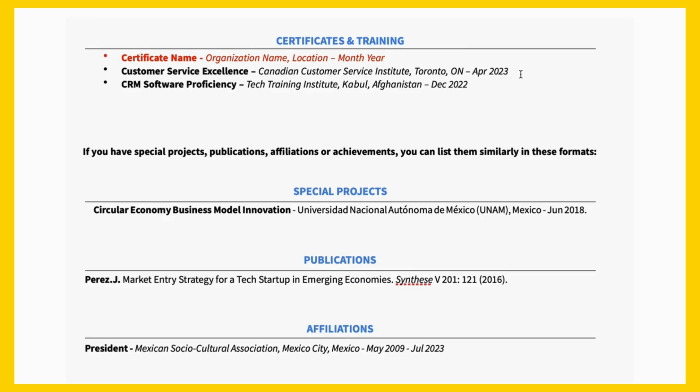If you have special projects, publications, affiliations, or achievements, you can also list them similarly using these formats. If you are part of any professional institutions or organizations, you would list them under affiliations. If you have published any papers, articles, or research, they would go under publications. If you have any special projects, you can always add them similar to your certificate section.